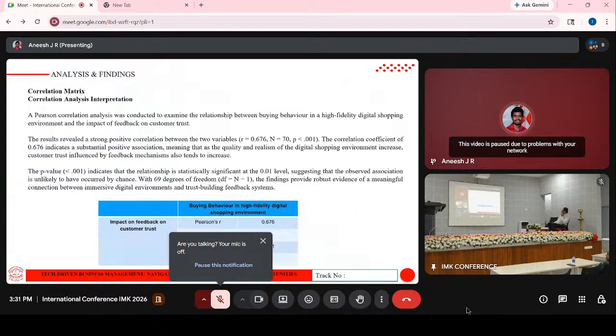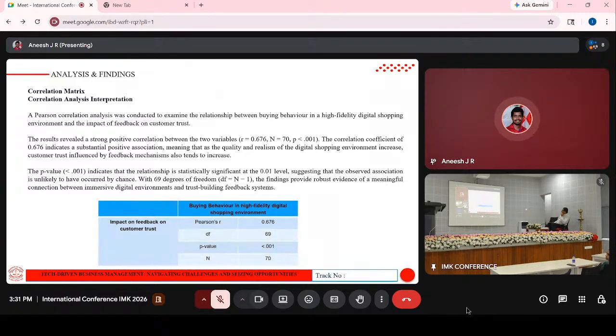Next is correlation. Correlation analysis was conducted to examine the relationship between buying behavior in a high-fidelity digital shopping environment and the impact of haptic feedback on the consumer. The results reveal a positive correlation between the two variables. r is equal to 0.677, N is equal to 70, and p is 0.001. The correlation coefficient indicates a substantial positive association, meaning that as the quality and realism of the digital shopping environment increases, customer trust influenced by the feedback mechanism also tends to increase.